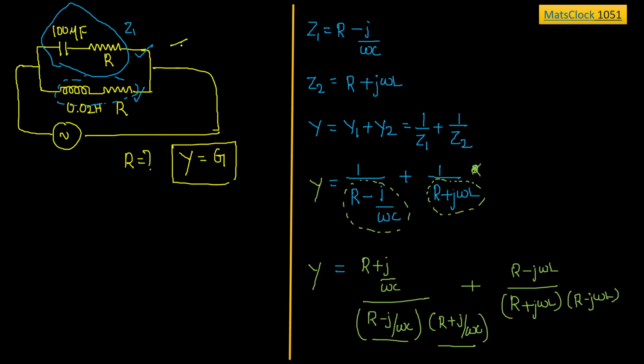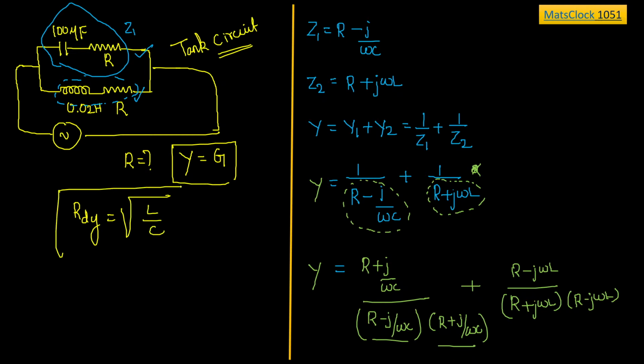It's a kind of tank circuit. We people call it a tank circuit. And the resistor that we have calculated now is called a dynamic resistor. And the answer for this dynamic resistance is simply R is equal to L by C. That is the relation when the imaginary part becomes completely zero.